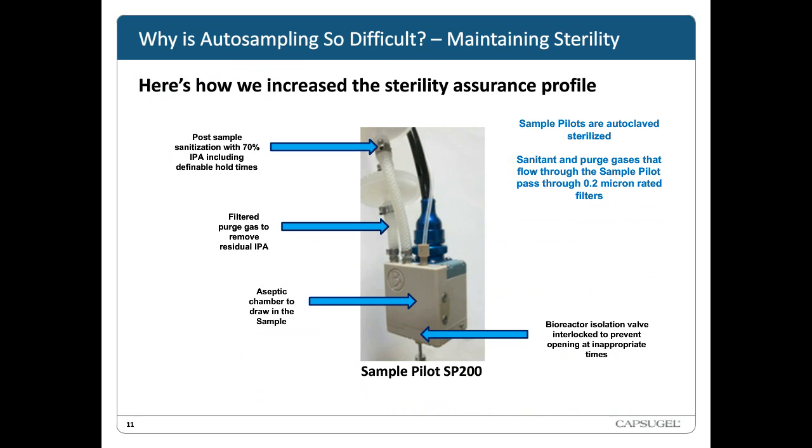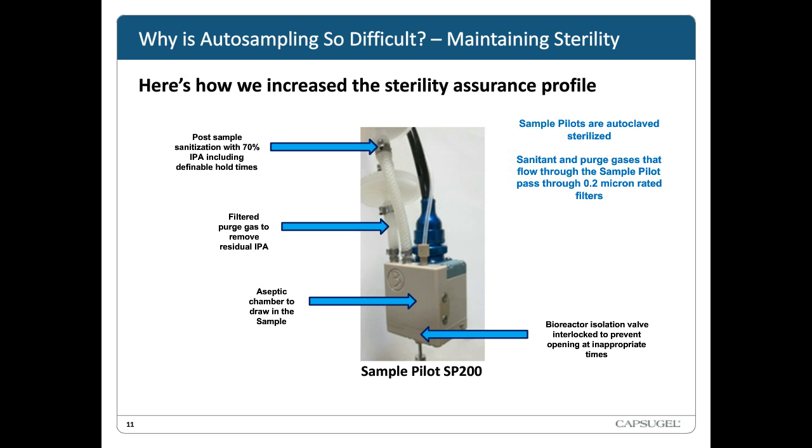So, why is auto sampling so difficult? As an engineering firm, we were hired by Pfizer 5 years ago to solve this auto sampling problem. And there were three main areas. The first one was maintaining sterility. A lot of the auto samplers before had frequent sterility problems. So we developed the sample pilot specifically to resolve this issue around sterility.